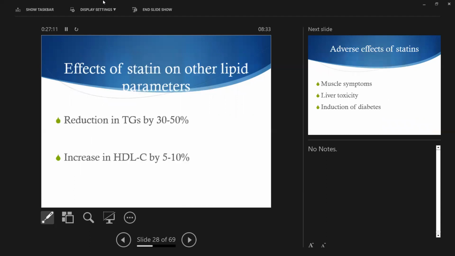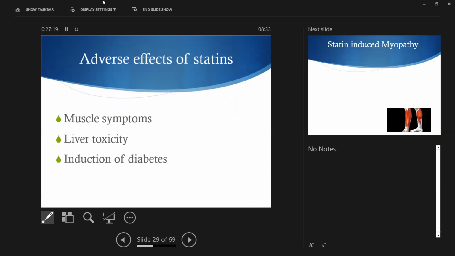Looking at the effect of statin on other lipid parameters, statin can reduce triglyceride by around 30 to 50% and can cause an increase in HDL by around 5 to 10%. And adverse effects. This is what so many people are worried about when using statin. The 3 important side effects are: one, the muscle side effect; the other, liver toxicity; and the third, the induction of diabetes.